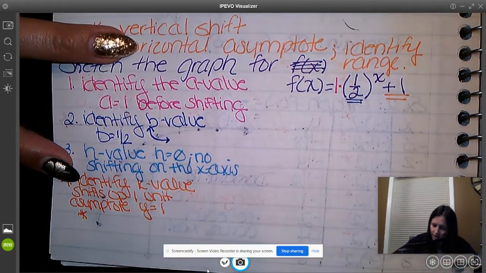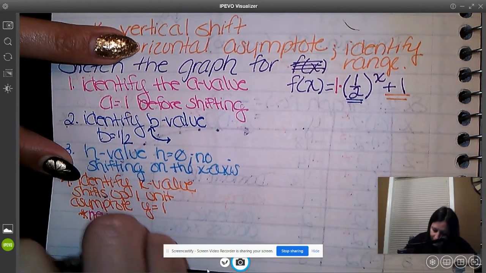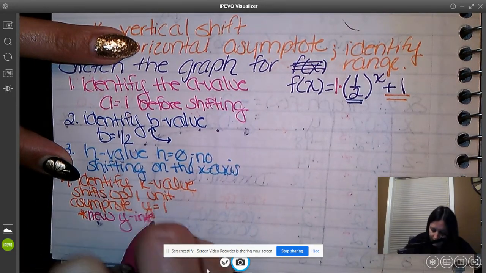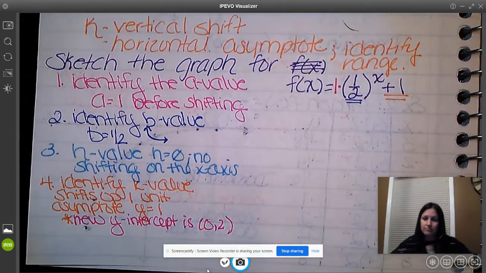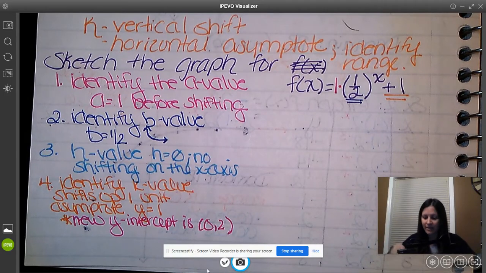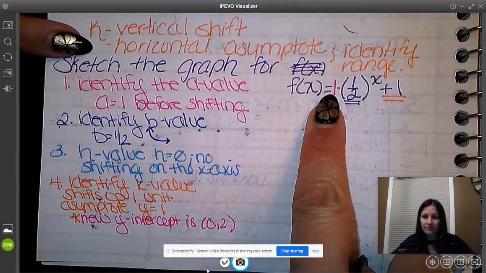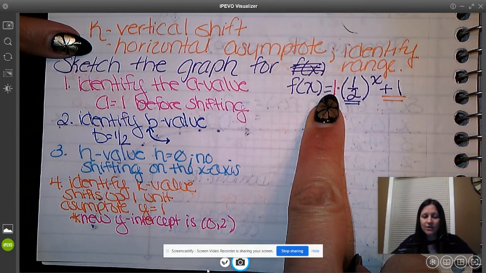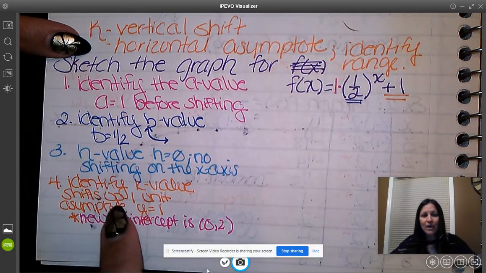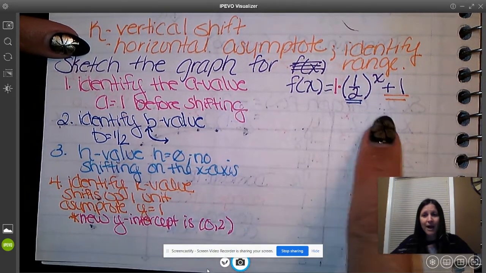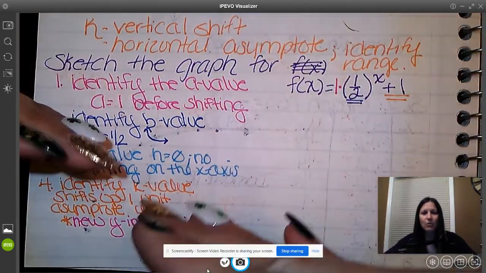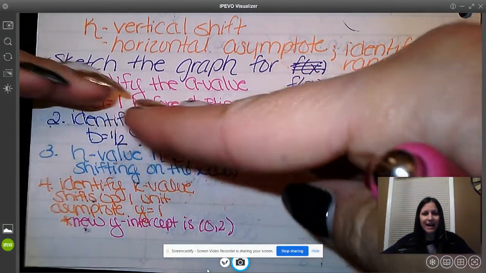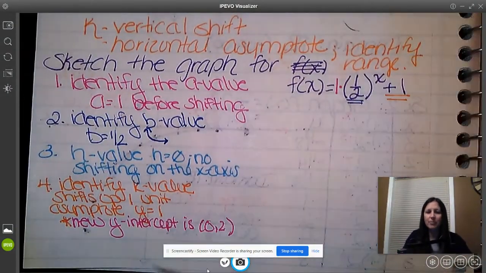So my new a value, or my new y-intercept, is at 2. Okay, because the a value here is 1. That tells you the y-intercept before any shifting occurs. So now my asymptote, or my vertical shift, this whole graph moved up 1 unit. So my y-intercept was at 1, now it's at 2, because the whole graph moved up 1.